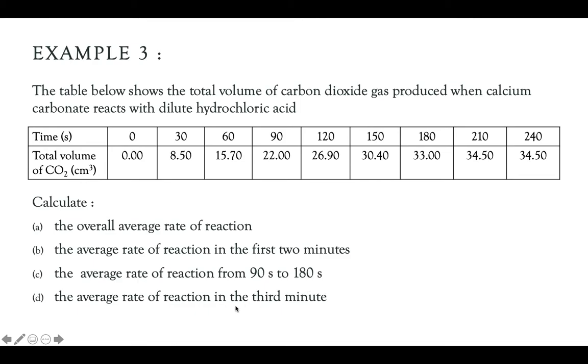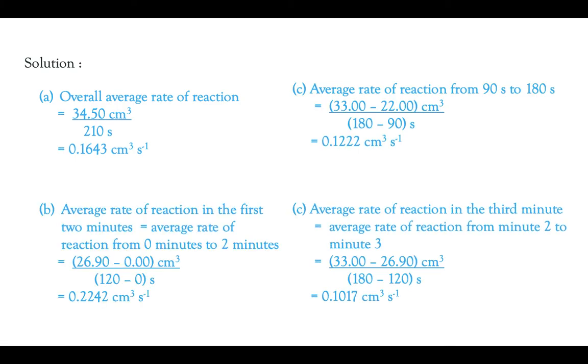Okay, kat sini balik. So in the third minute kita akan ambil volume of carbon dioxide gas produced in the third minute. You have to minus with the volume of carbon dioxide gas produced in the second minute, minit sebelumnya. Okay, masa pun 180 second, minit ketiga, minus with masa pada minit kedua 120 second. Faham? Okay, average rate of reaction from minute 2 to minute 3. So kita akan ambil beza between minute 2 and minute 3 minus dengan minit yang sebelumnya. So the answer will be 0.1017 cm3 per second.